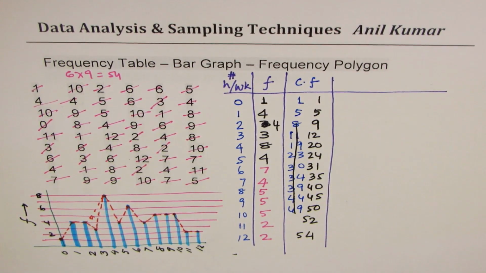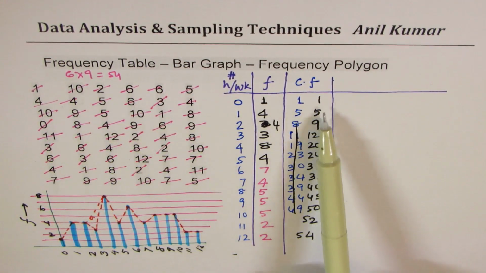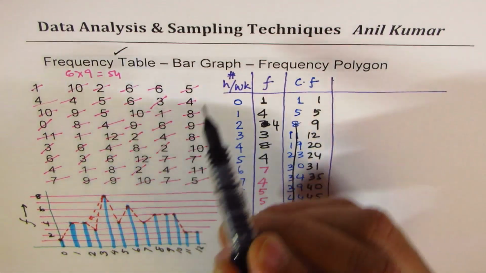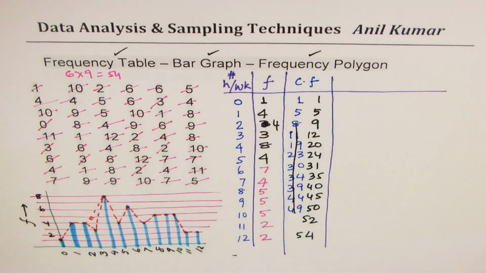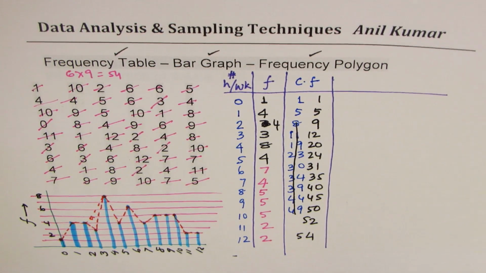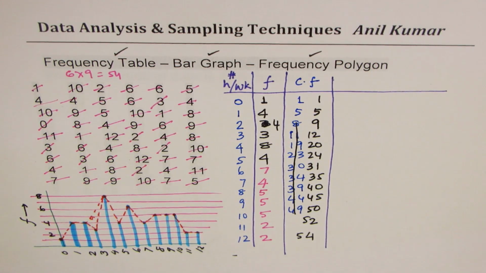So we have the frequency table here. We have a bar graph, and that is kind of a frequency polygon. Does that make sense to you, correct? So that is how you could do all these things. In this particular case, we have done a frequency table, a bar graph, and a frequency polygon. Correct? Now we'll move on and answer a few more questions.